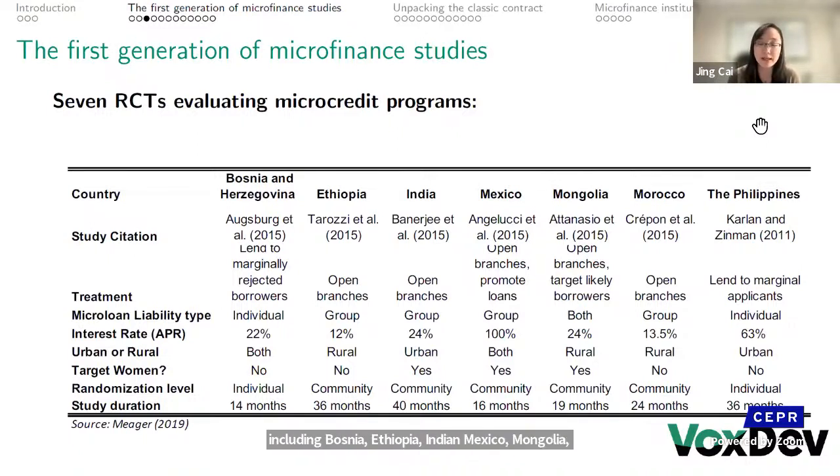The studies take place in both rural and urban settings. And the average loan term ranges from about 4 months in Mexico to 16 months in Morocco. And the loan interest rates were substantially lower than market interest rates in almost all those studies except for Mexico. The timing of follow-up surveys ranged from about 1 year to more than 3 years after the intervention.